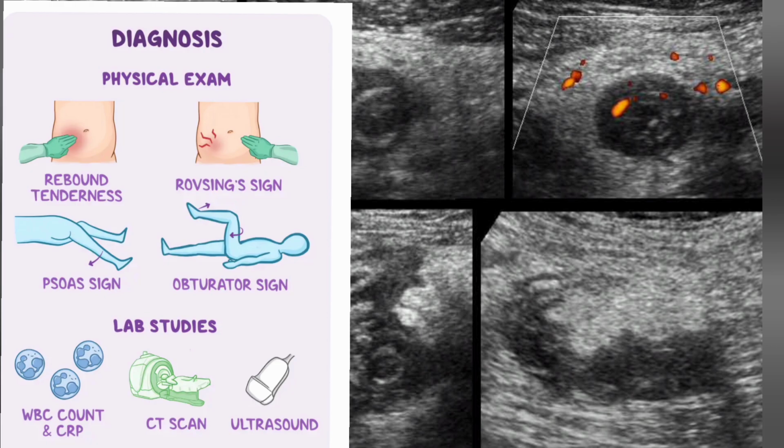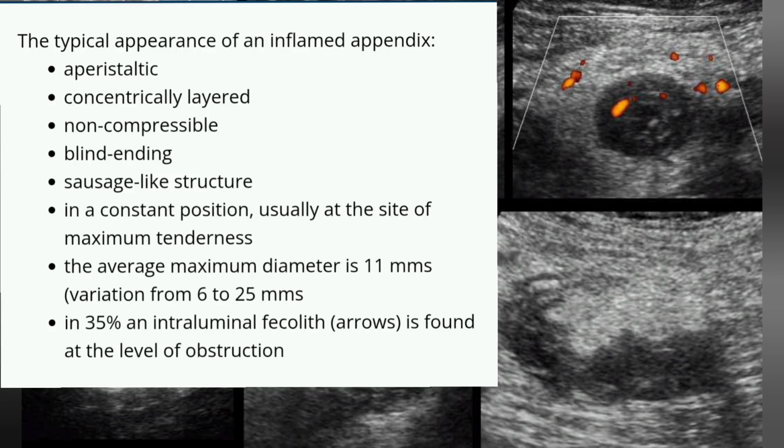So now we will discuss the important signs to look for on the ultrasound for the diagnosis of acute appendicitis. On the ultrasound, there is a typical appearance of the inflamed appendix. In the right iliac fossa, there would be a non-peristaltic gut loop with wall thickness usually more than 3 mm. The appearance of this loop is usually concentrically layered, non-compressible, and blind-ended.